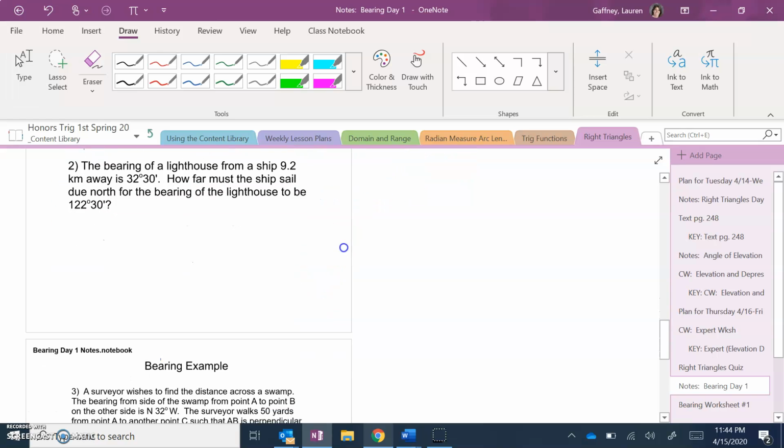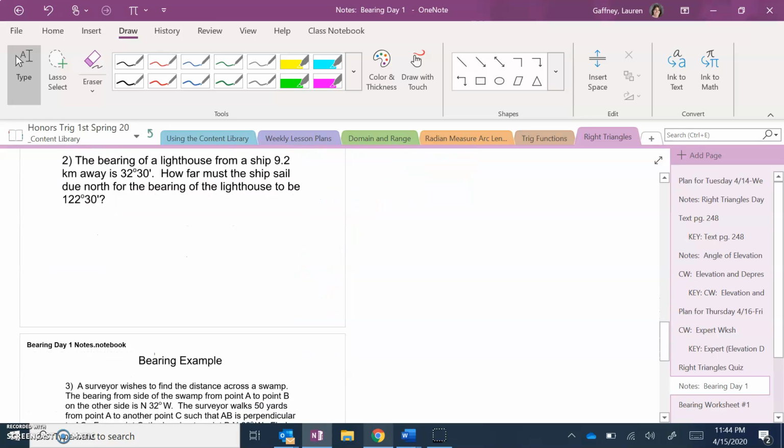Okay, let's look at another example. This one takes a little bit to kind of piece together, just warning you. So the bearing of a lighthouse. Okay, so I'm going to place my lighthouse right here, from a ship 9.2 kilometers away is 30 degrees 30 minutes. Well, let's back up. Maybe I shouldn't put that there first. Let's do the ship first. My bad. Okay, so here's my ship.